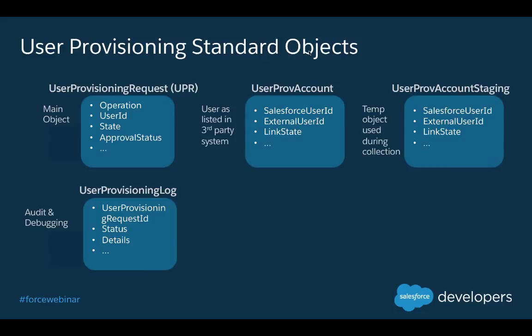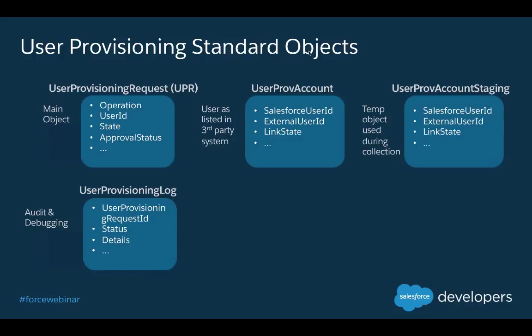This feature uses 4 standard objects. The main one is the user provisioning request. You saw the report that I ran on the user provisioning request that told which operations were successful for what application and which operations were not. User prov account is the next one, which stores the shadow account information of all the connected apps that are using the user provisioning feature. So you can run a central report on all the accounts.